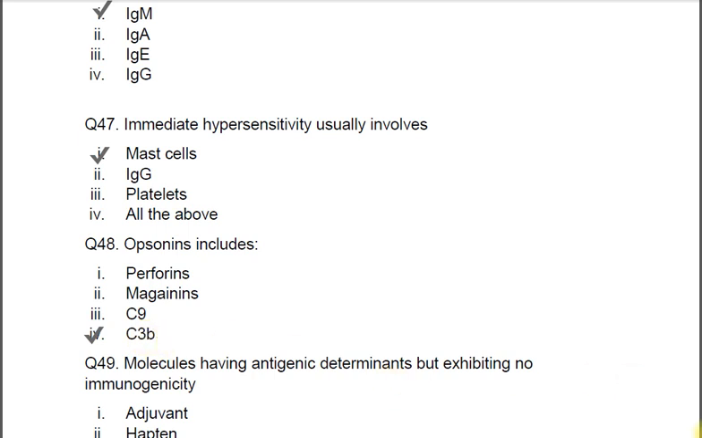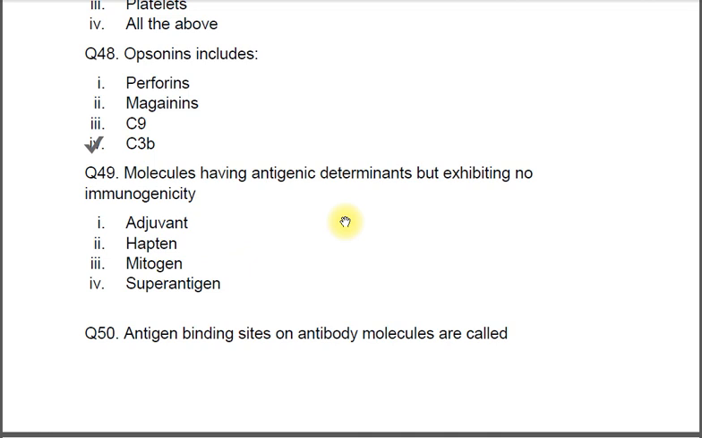Question number 49 says molecules having antigenic determinants but not exhibiting immunogenicity are adjuvant, hapten, mitogen or the super antigen. So here the correct option is the haptens. Haptens are those low molecular weight antigens which are antigenic but they are not immunogenic. So they are attached with the carrier molecule so that they can become immunogenic.